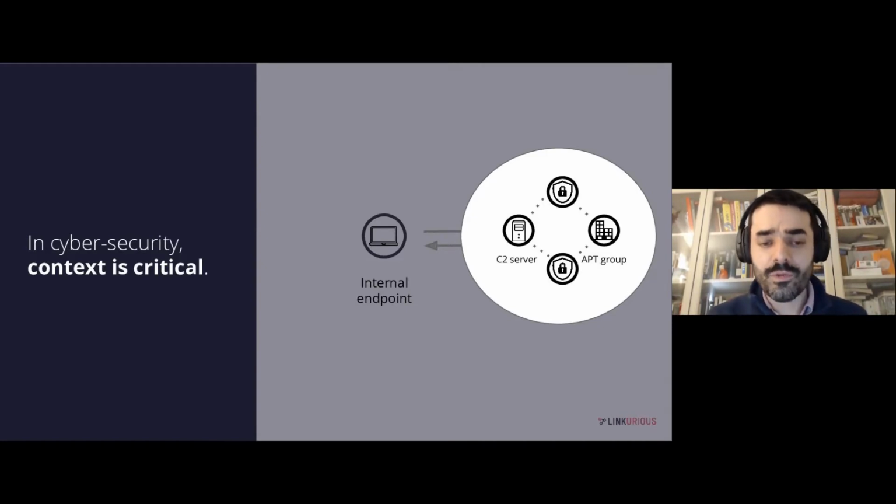What's critical to prioritize work or to make decisions is to understand the context around what is happening. So for example, here, maybe the external server is actually a command and control server that has been associated to a known hacking group by existing cyber intelligence reports. If that's the case, then the incident should by all means trigger a very quick response.